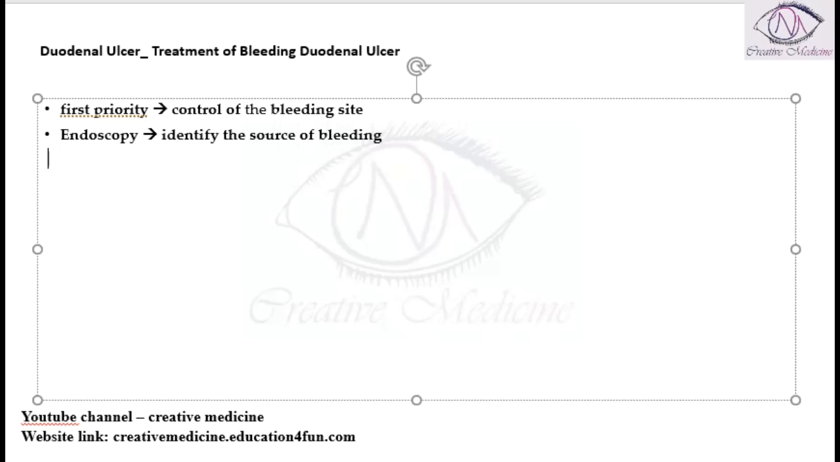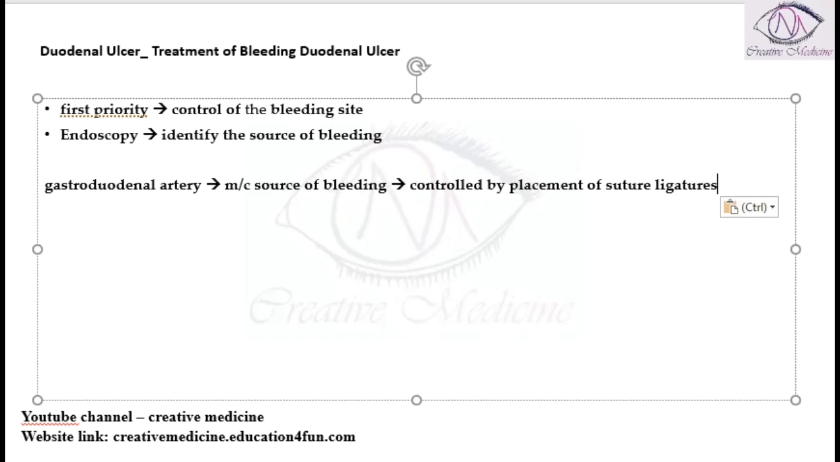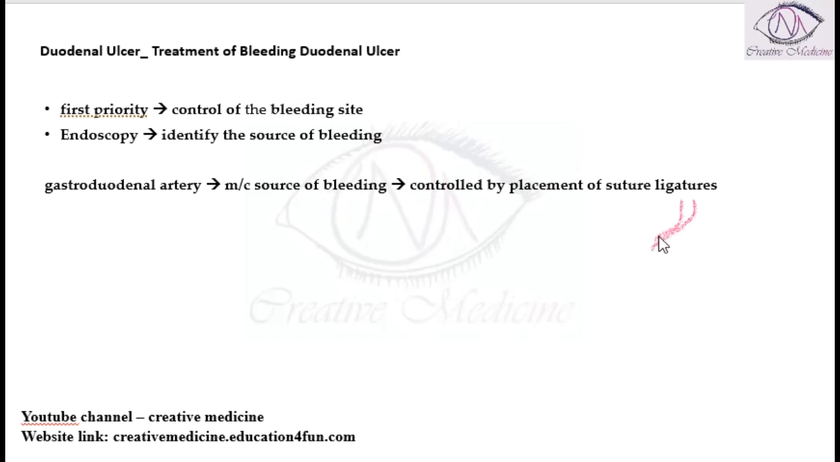Now, in the endoscopy, if the source of the bleeding is the gastroduodenal artery, which is actually the most common source of bleeding in a duodenal ulcer, in such a case it can be controlled by placement of suture ligatures. You will easily control the bleeding by just putting some sutures over the artery. So if this is the bleeding artery, you put the sutures and you stop the bleeding, right?